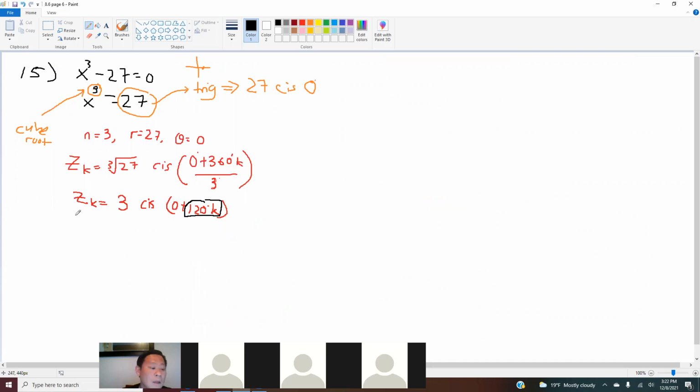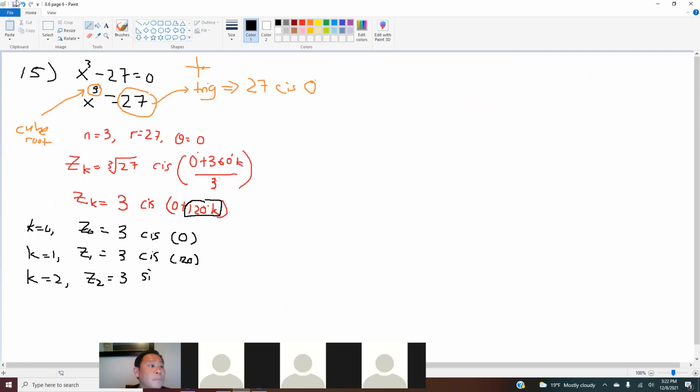120 in this case. So when k equals 0, z0 in this case is 3 CIS 0, because this is all going to be 0 here. When k equals 1, z1 in this case will be 3 CIS 120 degrees, because you will add 120 degrees here. The k is 1. And the last one is k equals 2. You will get 3 CIS 240, because you'll be adding another 120, which gives you 240.